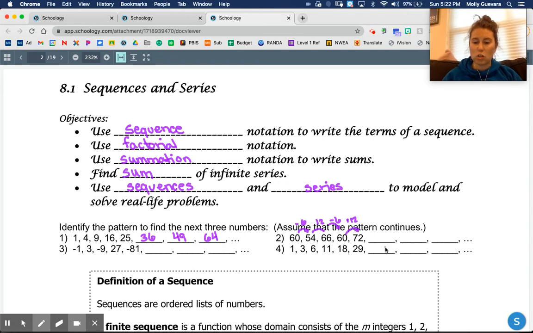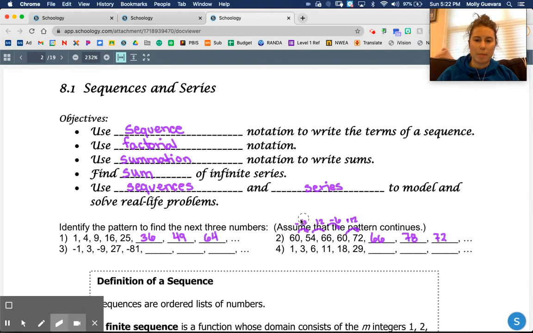So 72 minus 6. Sorry, my dog is pushing my computer around. 72 minus 6 is 66. And then I add 12, which is 78. And then subtract 6, and I get 72. Okay, so sometimes writing down what's happening every time in between each term can help us determine what the pattern is.